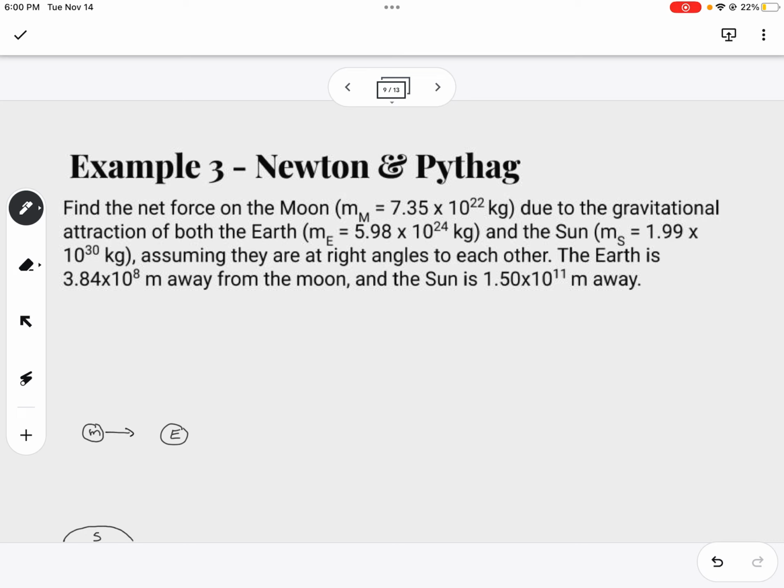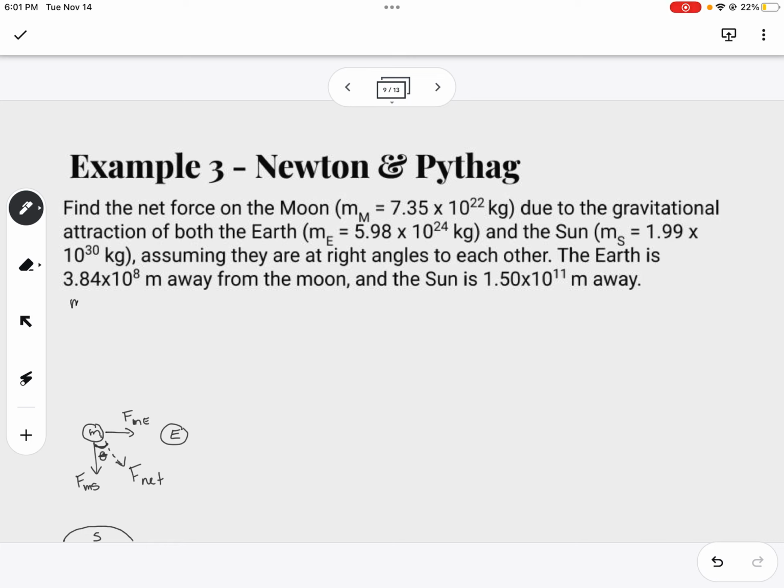So the Earth is going to exert a force on the moon. I'll call it force on the moon by the Earth. The sun is going to exert a force on the moon. I'll call it force on the moon by the sun. And we are trying to figure out what that net force is going to be. And I want to find this little degree over there. So based on this diagram, that's how you're going to figure out your theta value.